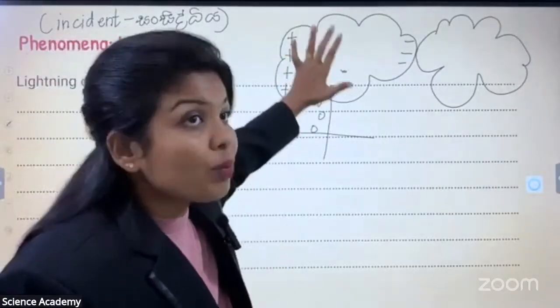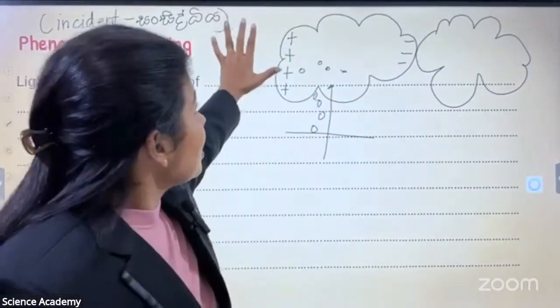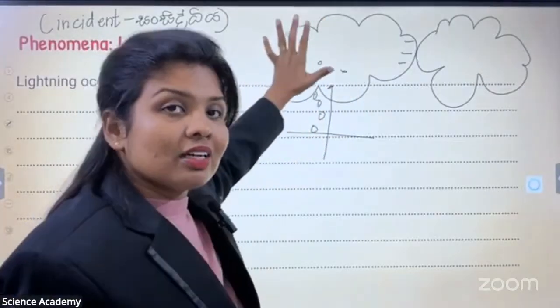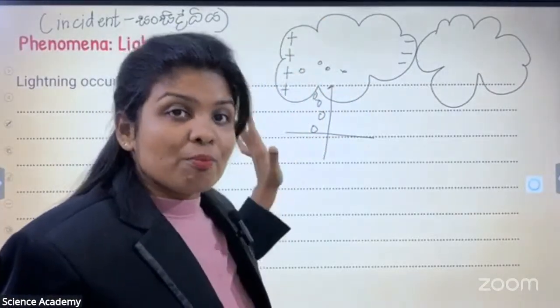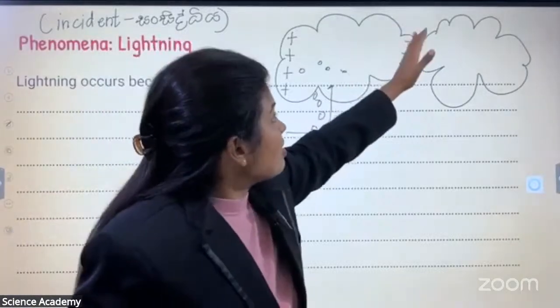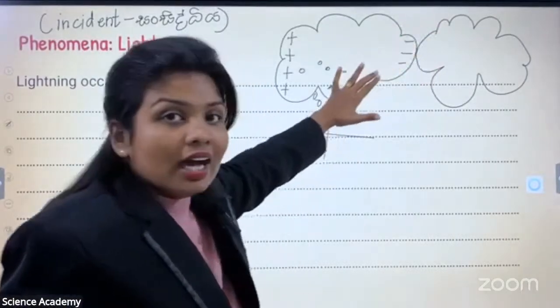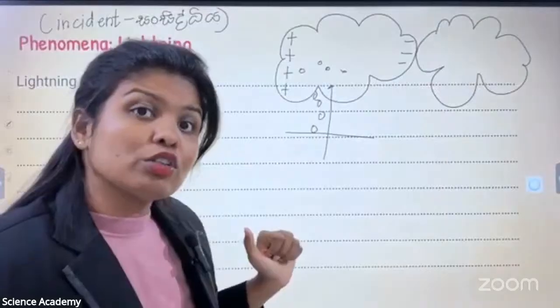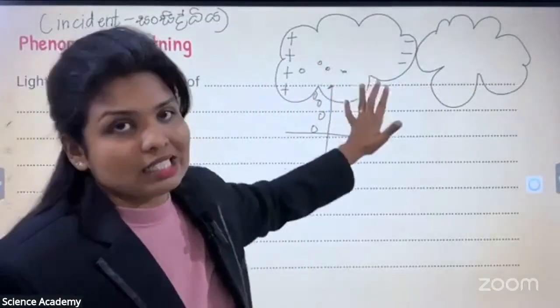When they remove more electrons, this area gets charged positively. These areas sometimes gain a lot of electrons rather than the positive charges.